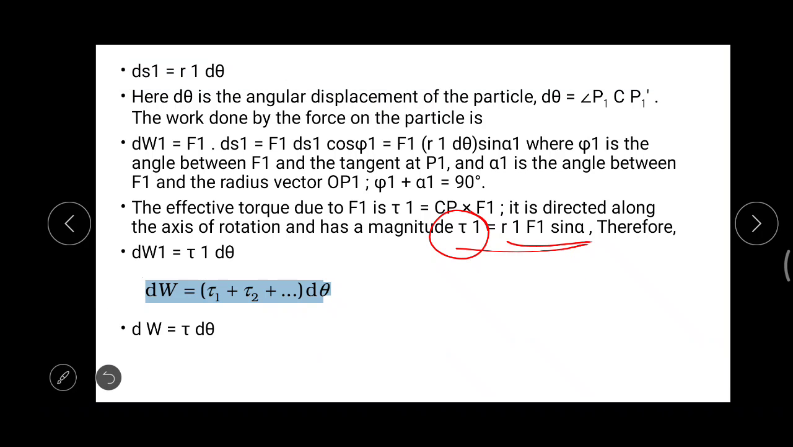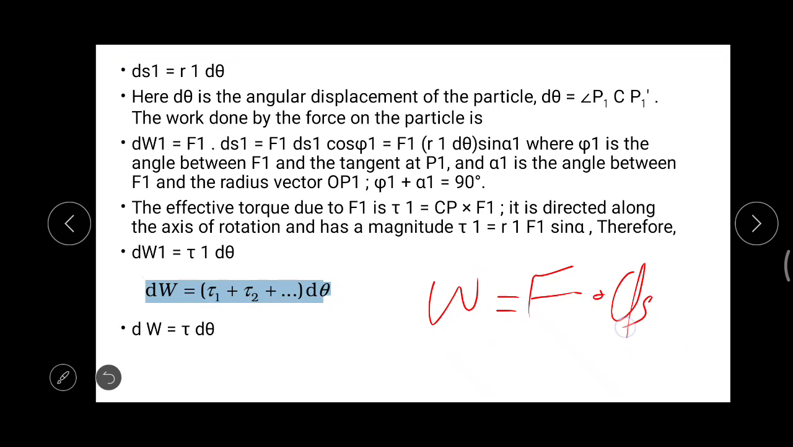So this portion, that is F1 r1 sine alpha, will become tau 1. So dW1 will become tau 1 into d theta. Here tau is the angular force and d theta is the angular displacement. If you compare this with the linear work done, the work done is equal to F dot ds.